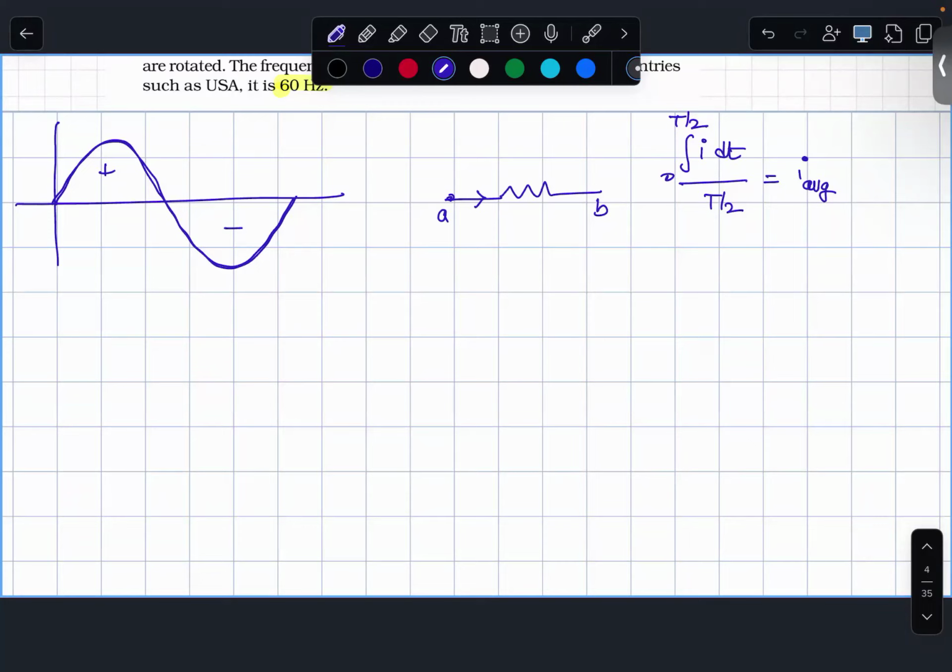You take half positive, half negative, what happens? Left to right, whatever amount of charge passes, the same amount of charge passes from right to left. Even if you take a full cycle, same situation. So therefore, average current is strictly defined only for the positive cycle of AC. Any doubts? I'm asking again, do you have any doubts? No doubts? Clear? So tell me about average current, what is your doubt?